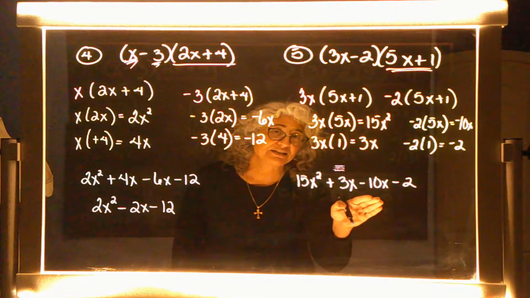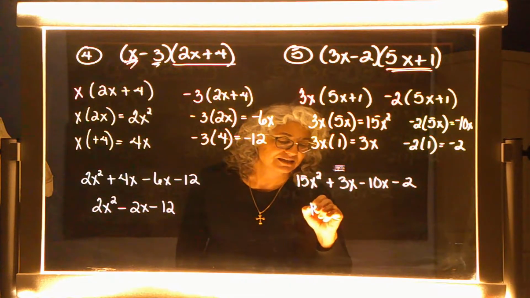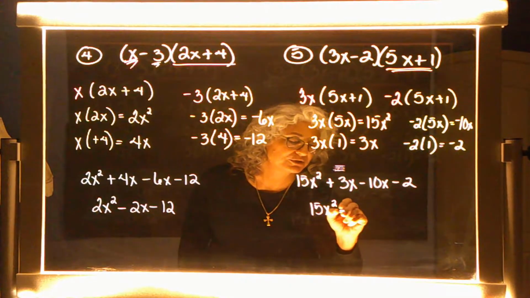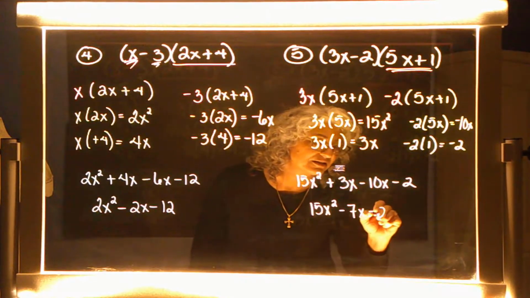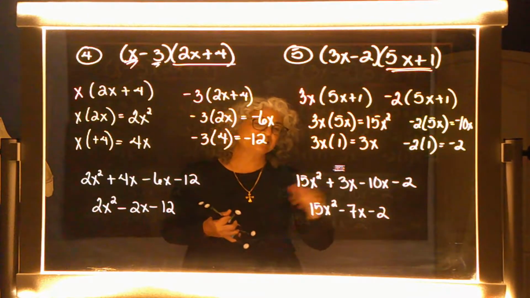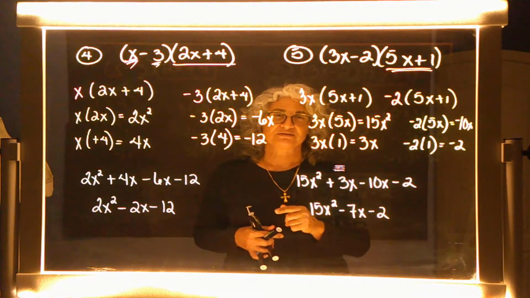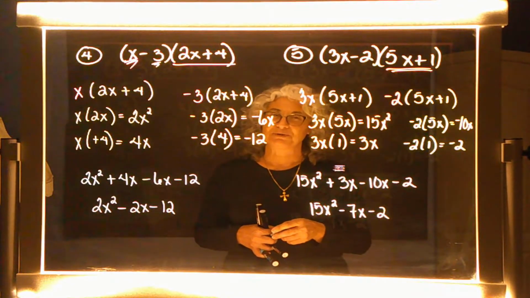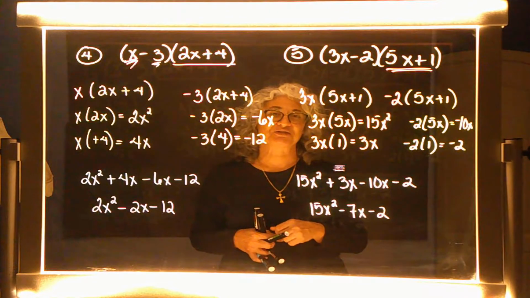Can I combine anything? Yes, I can. I can combine those middle two, which will give me a minus 7x, and I have this trinomial that's left over in descending order. Good? Does this make sense? Cool. Hang in there. Got another one for us.